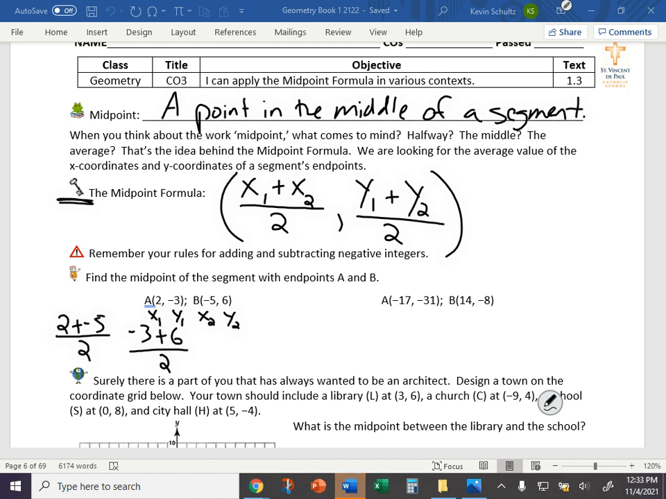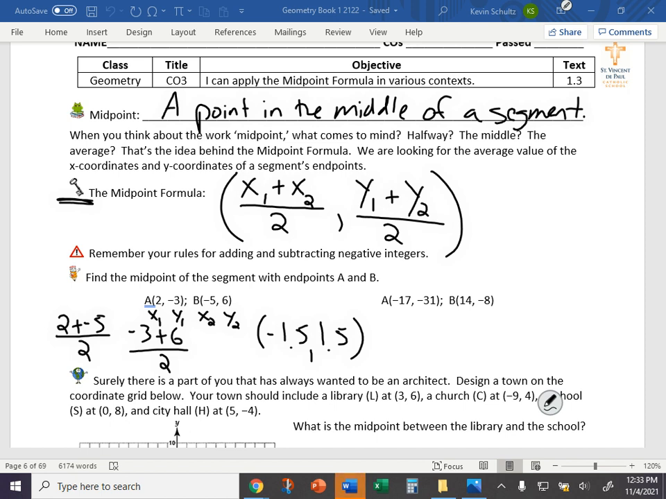2 plus negative 5 divided by 2. Negative what? Not 1/5. Negative 1.5. Okay? And then negative 3 plus 6 divided by 2? What does that give us? Positive 1.5. So the midpoint of that segment is at negative 1.5, positive 1.5. Okay? Hopefully you can do this addition and subtraction and division mentally.